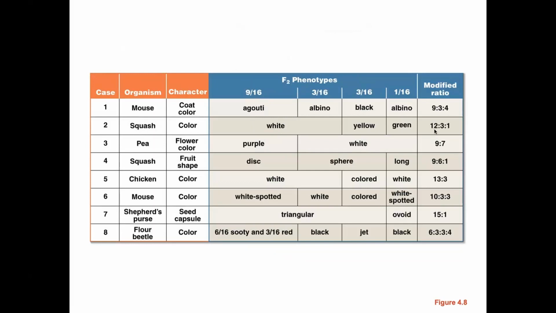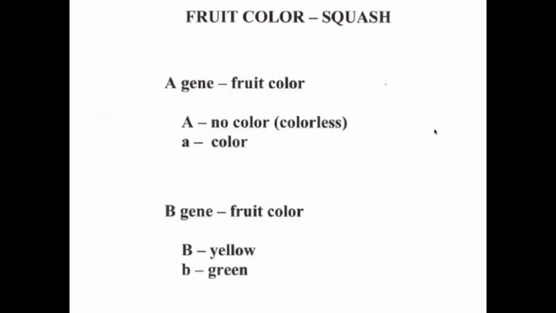So they built a model. So here's the model. Again, two genes, the A gene and the B gene, they both contribute to expression of the same trait, fruit color.